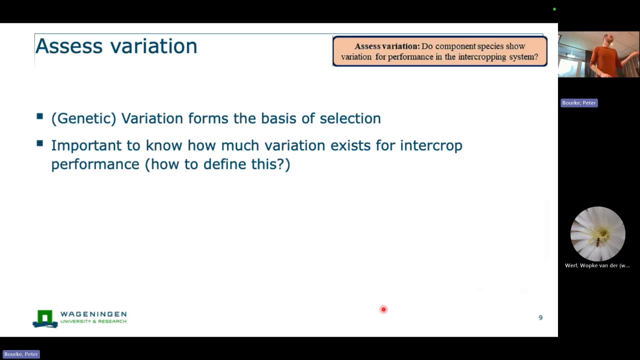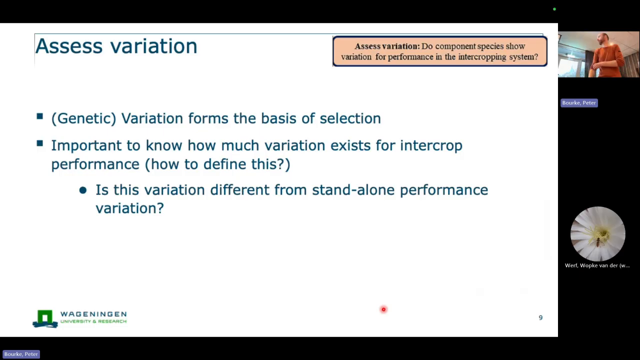And that is already more complicated than a breeder normally has, because a breeder normally has a single species to work with. If there's more than one, then that total yield becomes a little bit more complex. And we'll come back to that again in a bit.